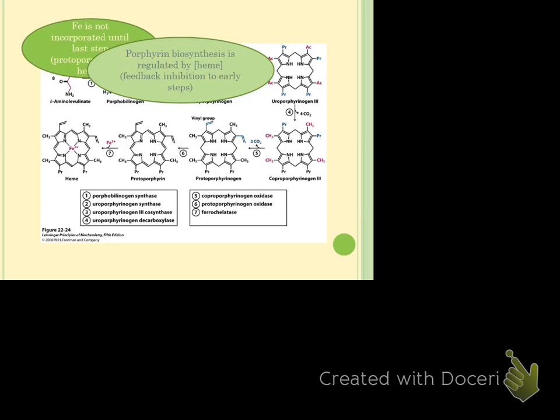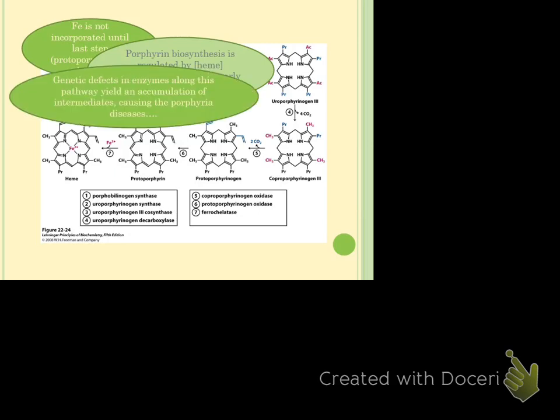All right. There are many, many genetic defects along this way, okay? And there's lots of different diseases. They're called porphyria diseases. You may have heard of some of these. Anytime you have something so complicated like this, you've got a lot of opportunities for things to go wrong. Okay.